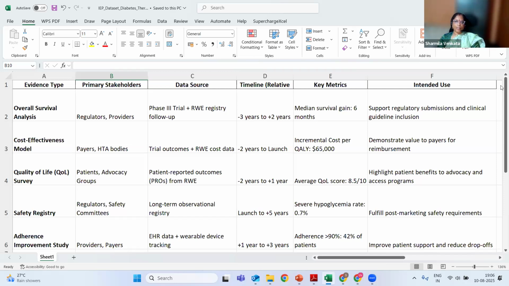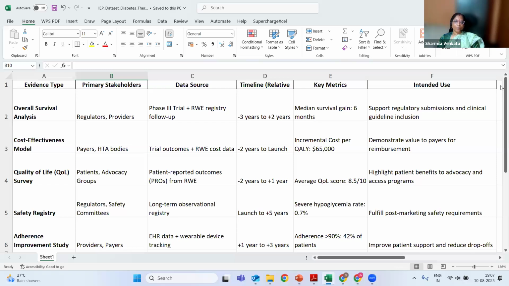So here, if you take overall survival analysis, the primary stakeholders are regulators and providers. The timeline is minus 3 years, meaning before starting, so pre-planned 3 years and 2 + 2 years. The data sources are the phase 3 trial and also a real-world registry follow-up. The key metric is median survival gain of 6 months. And the intended use is to support regulatory submissions and clinical guideline inclusion.